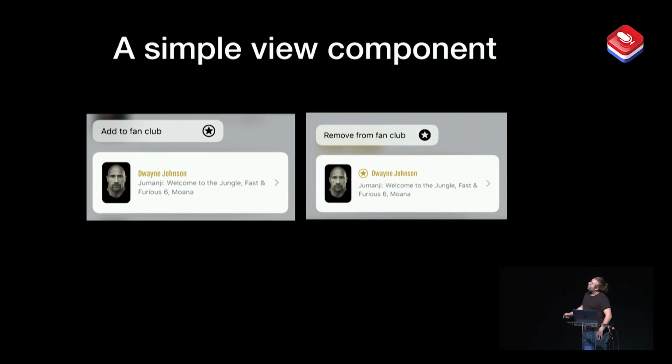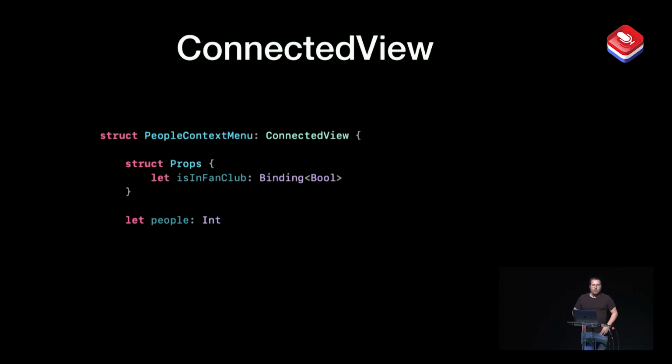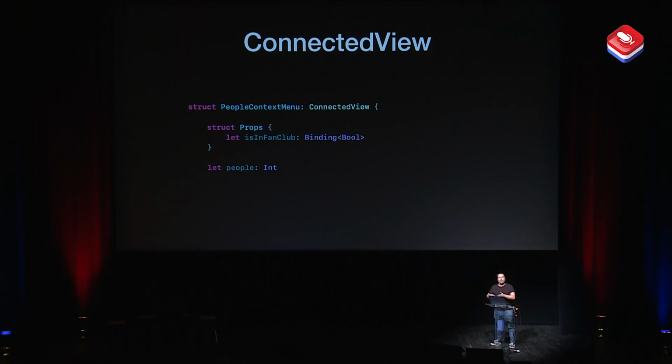I want to take a context menu. So I'm not talking about the cell under the context menu, but the context menu itself, the add to fun club and remove from fun club with a little image. So I'm creating my people context menu which conforms to connected view. So I have to provide props. And the only thing I want to know is whether this people, this actor, is in my fan club or not.